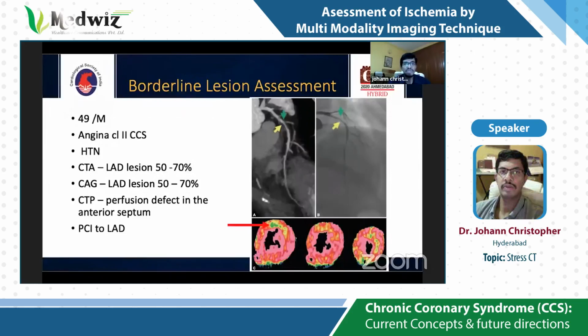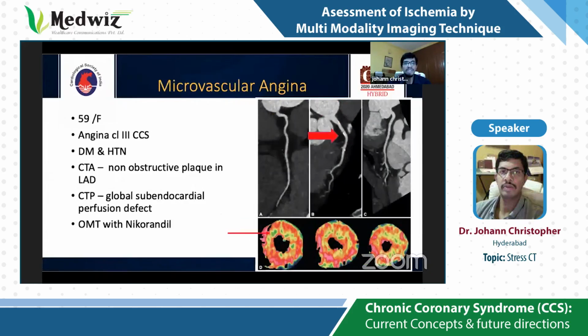And our first patient is a 49-year-old male. He has class 2 angina. He is hypertensive. The CT lesion was borderline 40 to 60 or 50 to 70. We did a cath, again borderline lesion. Did the CT perfusion. You find the anterior septum has a perfusion defect, and therefore this lesion is actually hemodynamically significant. During the PCI, they did an FFR which was 0.7, and therefore went ahead with the PCI.